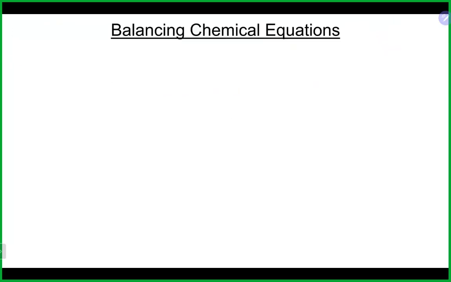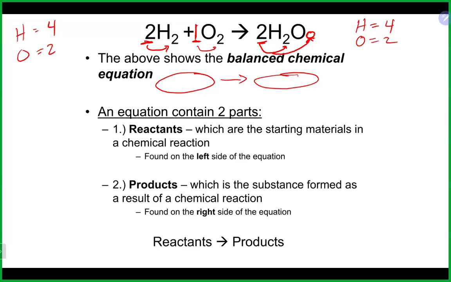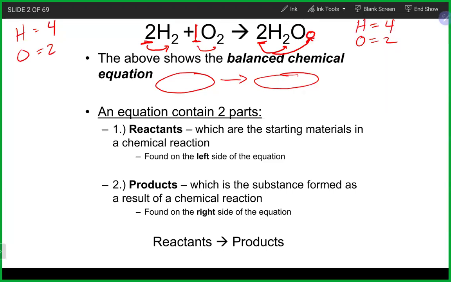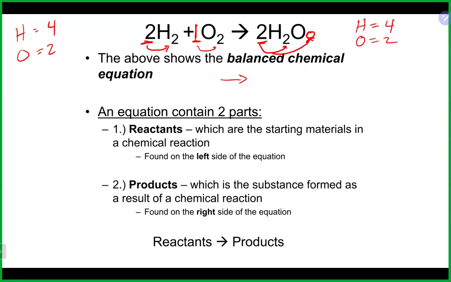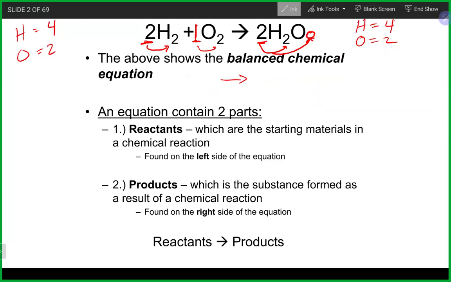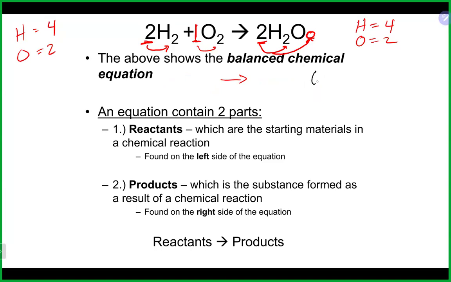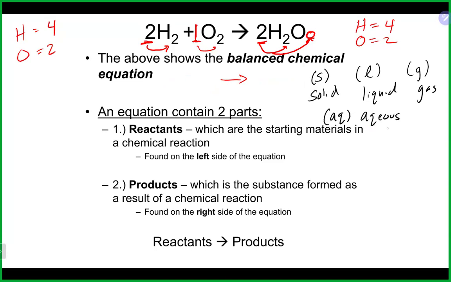Now, there are some other things that you sometimes will see written in the equation, and for example, you will oftentimes see next to the formulas the states of everybody. So some people may have an S for solid, some may have an L for liquid, G for gas, and also AQ, which is aqueous, and that's a water environment. That's really a solution, is what that is.